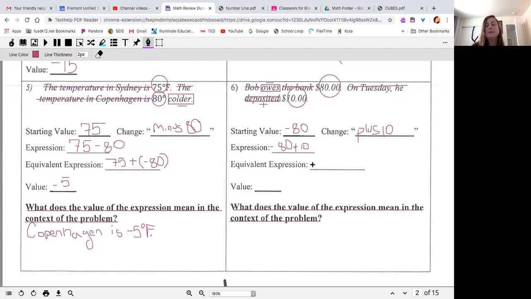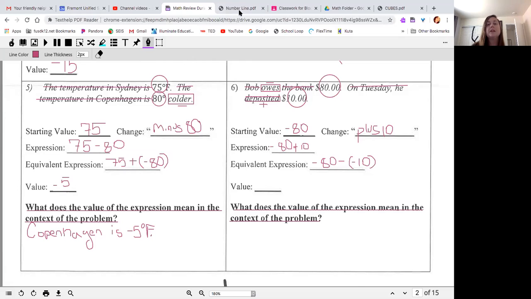And I have to remember, double negatives cancel out and make positives, so I need to bring that double negative back. Negative 80 minus negative 10. Okay. Those would cancel out, and either way, I would get the same answer.